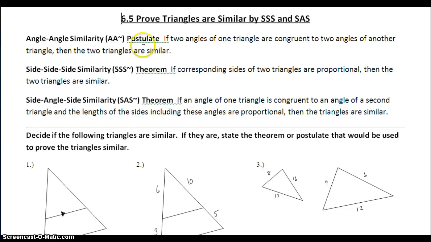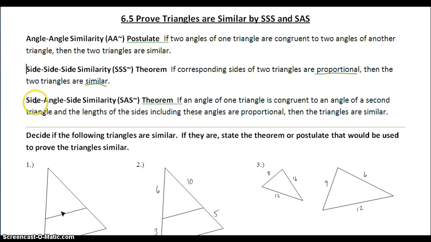In the previous lesson, we looked at using the angle-angle similarity postulate to prove triangles similar. In this lesson, we're going to look at two other ways to prove triangles similar. The first method is side-side-side similarity. It's kind of like the side-side-side congruent theorem, but instead of proving the sides congruent to each other, we're going to prove the sides proportional and conclude that the triangles are then similar.